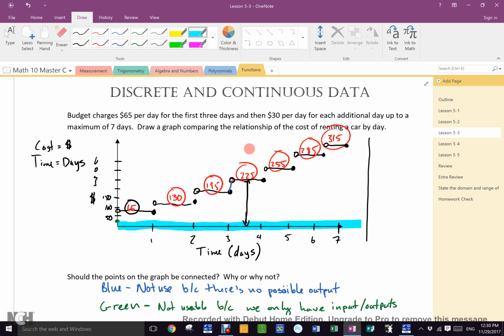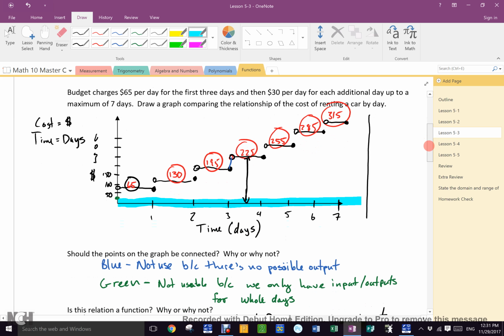If I rent the car for 1 day and 1 minute, 24 hours and 1 minute, is there an output? If I rent the car for 6 days, 23 hours, and 59 minutes, is there an output? What if I added 30 seconds to that? Is there still an output? So is there an output for any given input? Is any input possible over the scale of the data from 0 to 7? Can I input any number and get an output? Yes. So I'll ask you again: is it discrete or is it continuous? It is continuous, even though the line is broken. Does everybody understand that? Yeah.